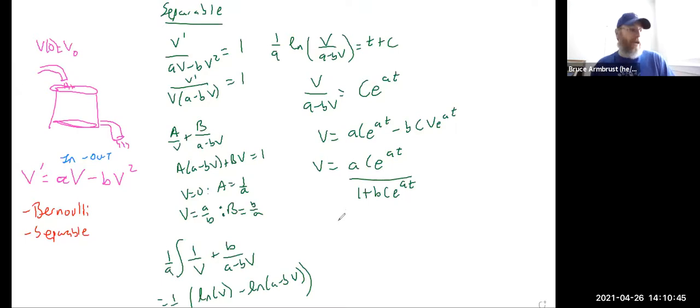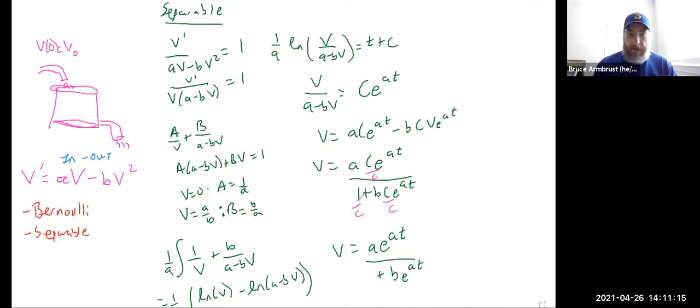Now, I want to show you a trick. This actually came up on one of the homework sets where you had a form like this, where you had the C's on top and bottom. Check this out. This is kind of fun. What I'm actually going to do is divide everything by C. And what that does, obviously at the top is just A e to the AT, and down here I've got a B e to the AT.